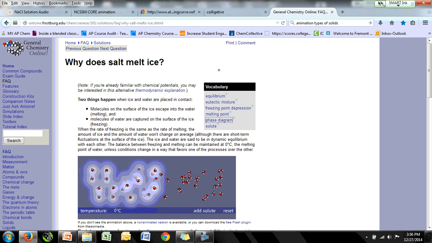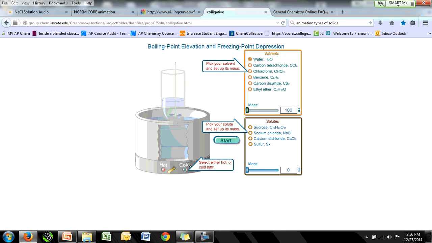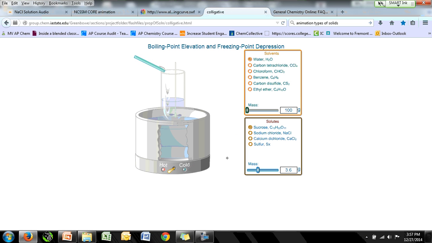This is an animation of colligative property. So let's reload it. And let's choose our solvent, which is water, 100 grams, pretty good. Let's choose sucrose first. And let's do a hot water bath, and let's add 3.6 grams of sucrose. And let's see what is the temperature rise.